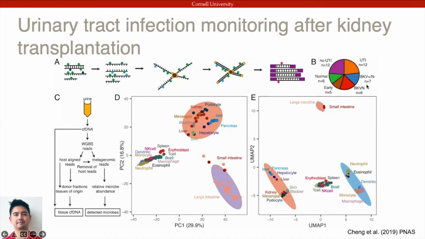the BKVN group. We also had ones that in their biopsy did not show any nephropathy. That's this BKV positive and minus group. And we had ones that did not have biopsies, but had other clinical signs of BK polyomavirus infection. These are the normal and early groups. And so we took samples of urine and performed whole genome bisulfite sequencing on the cell-free DNA. From this, we can get both the tissue of origin of cell-free DNA, as well as look at the microbial composition.